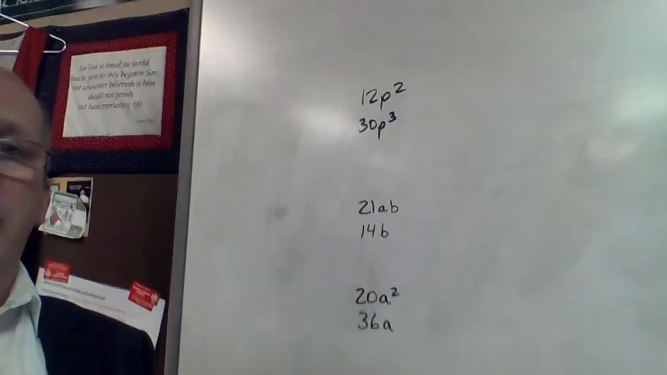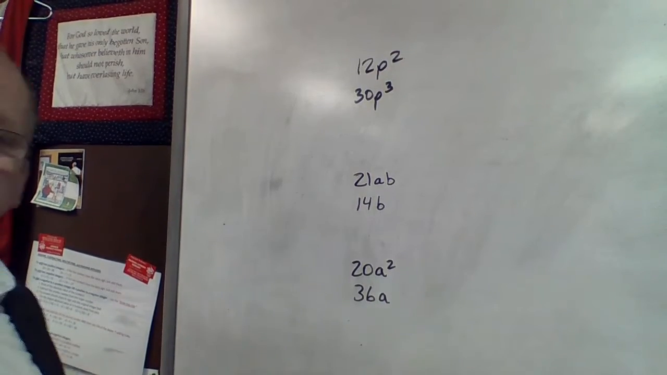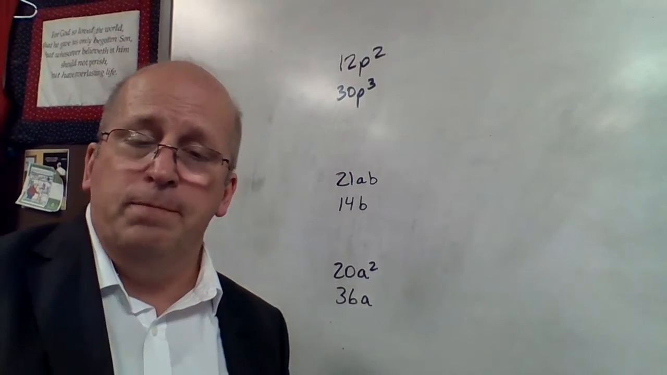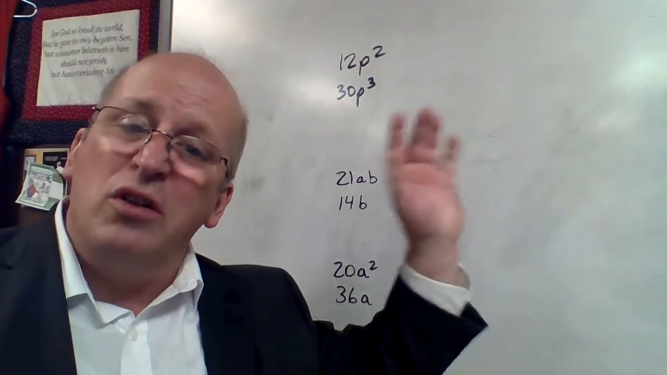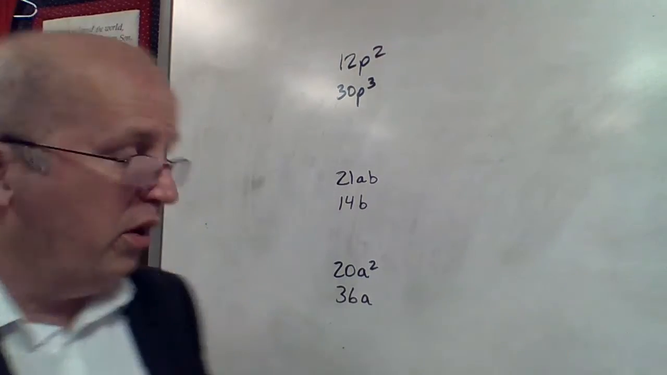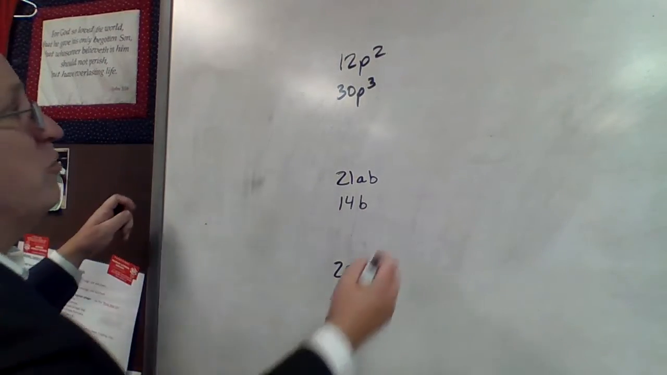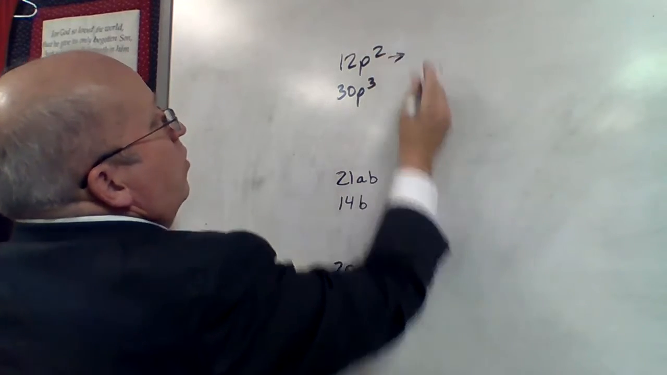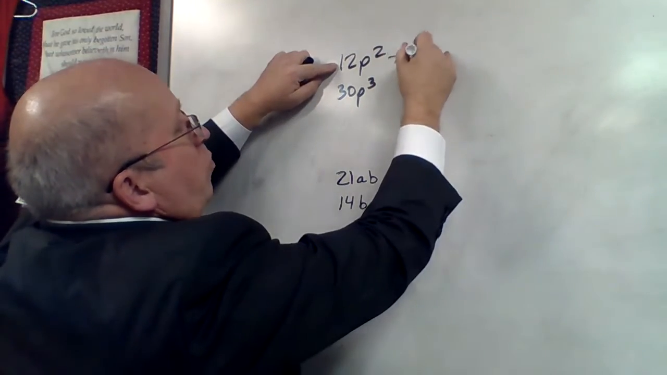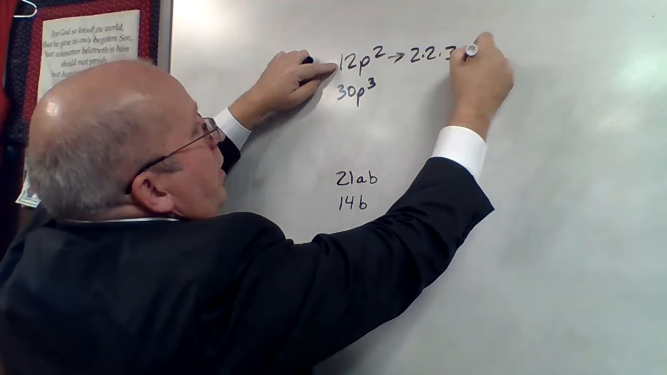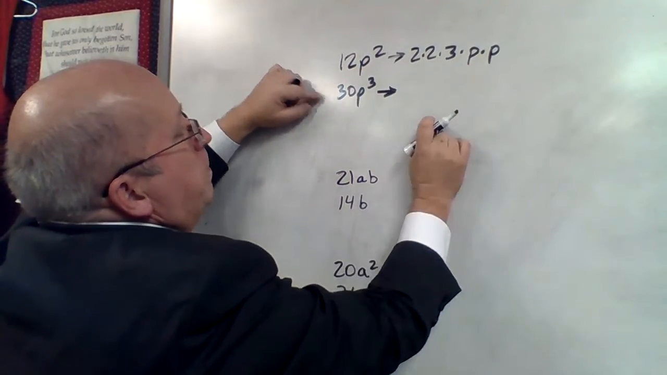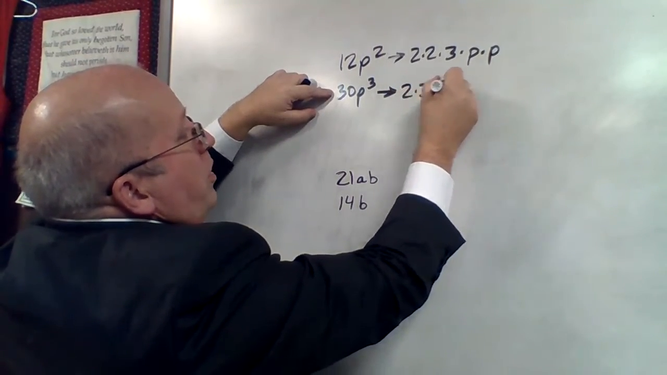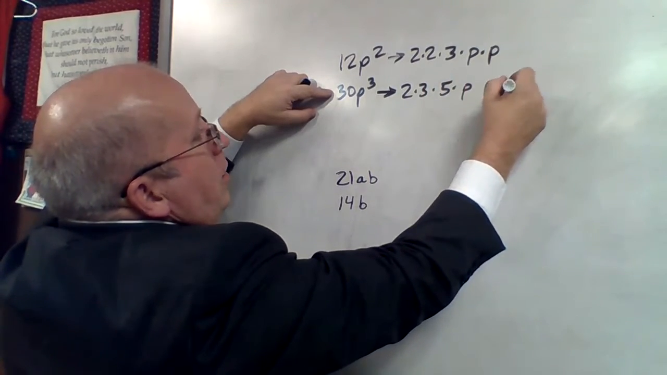Don't panic. Don't panic. What do you do when they start throwing variables into these situations and they still want you to find the greatest common factor? In this case, you're better off using the second method that I talked about on those 6 problems over there. In other words, the method where you do the prime factorization. So let's write it out using the prime factorization. This one would be 2, 2, 3, p, and p all multiplied together, because p squared is really p times p. And this one would be 2, 3, 5, p, p, and p.